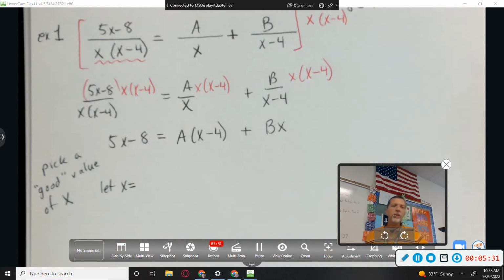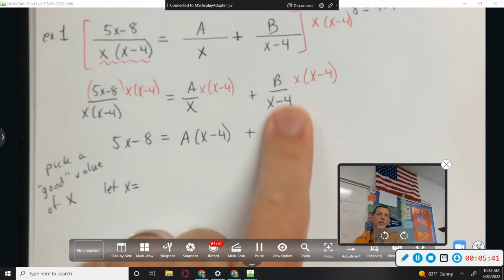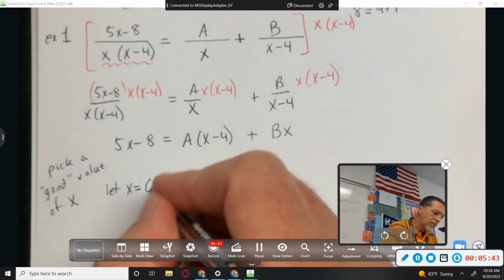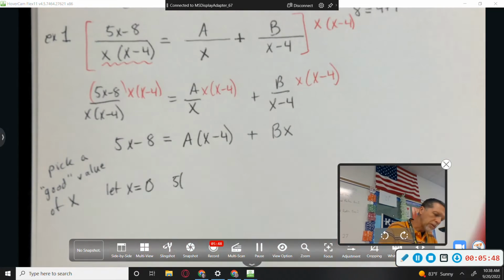Can you think of a good value of x? By good, I mean a value that would make some of the terms go away, or at least one of the terms go away. If we let x be 0, it will wipe out that term. So let's do that. Let's let x be 0. Everywhere there's an x, I'm going to put in a 0.